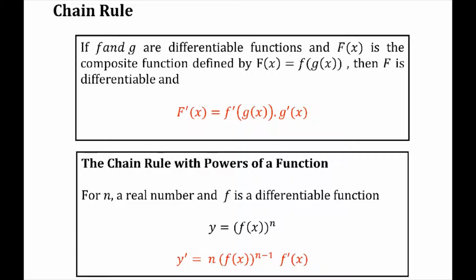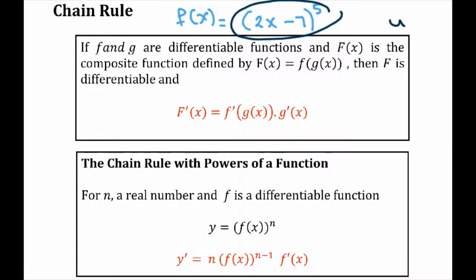So for example, if I have f(x) equals (2x minus 7) to the power of 5. Basically we have two functions here. The outer function, which is something to the power of 5, and the inner function, which we will call u. So we have u, which is 2x minus 7. That's a function. u to the power of 5 is the second function. Then we need to use the chain rule to find the derivative.